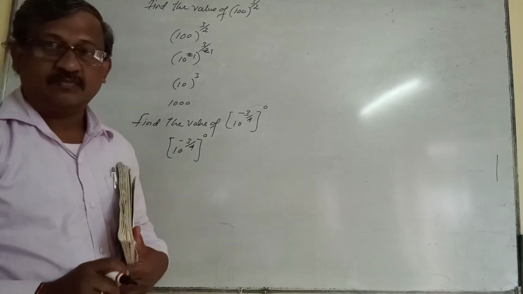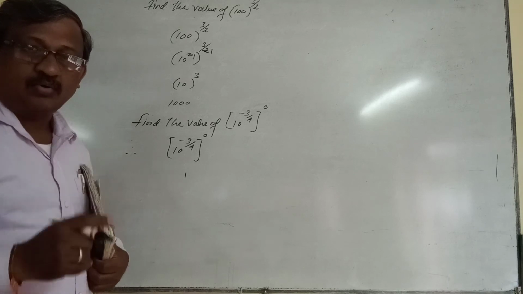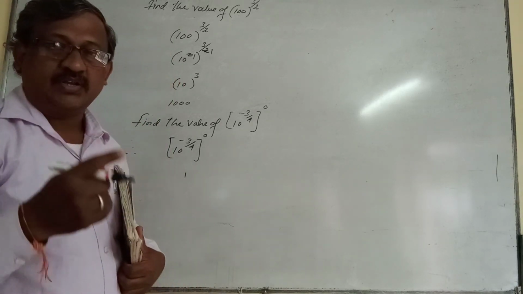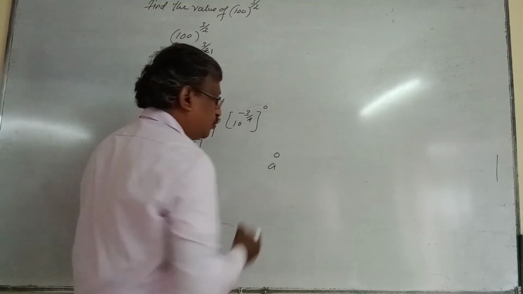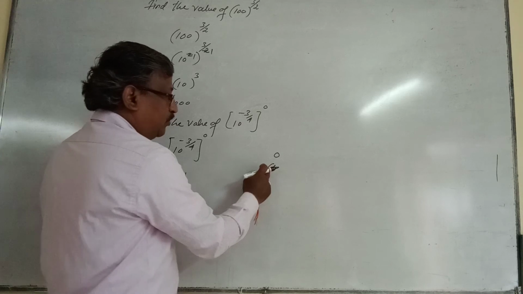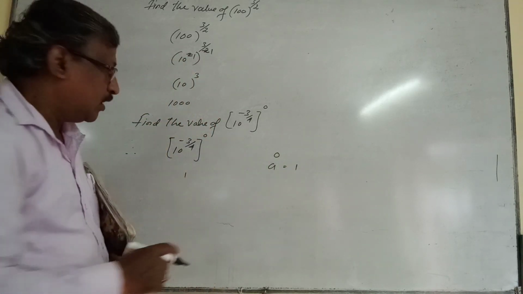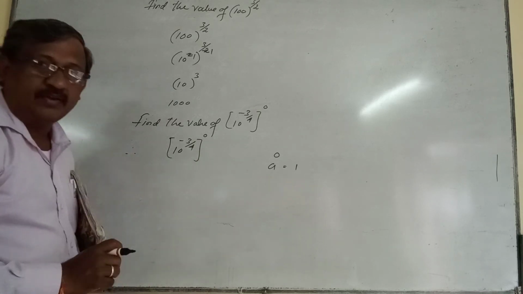So here you have to multiply 10 raised to minus 3/4 how many times? 0 times, right? So here directly you can write the answer as 1, because in the rules I have given, the last rule, I think it is the 6th rule, any value which is raised to 0 is not 0, it is always assumed to be 1, right? So directly you can write the answer as 1, or if you want to simplify, you can simplify.